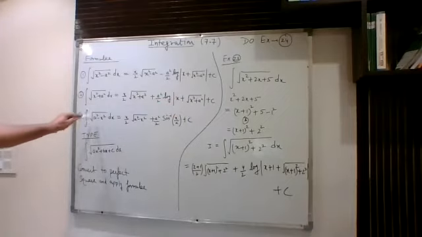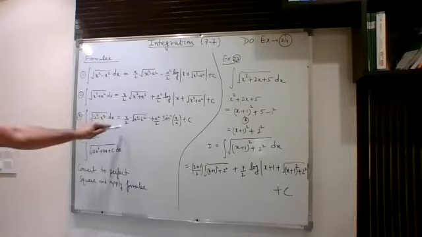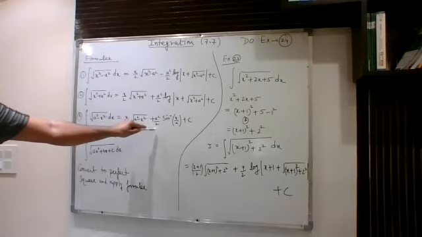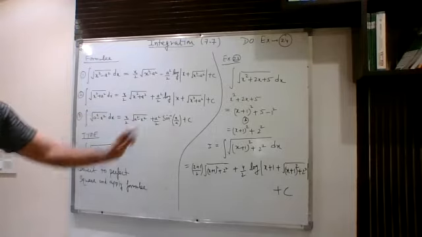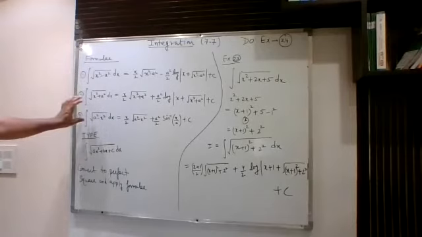Third is under the root of a square minus x square dx. So this one is x by 2 under the root of a square minus x square plus a square upon 2 sine inverse x upon a plus c. So based on these three formulas, we can do the 7.7 exercise.